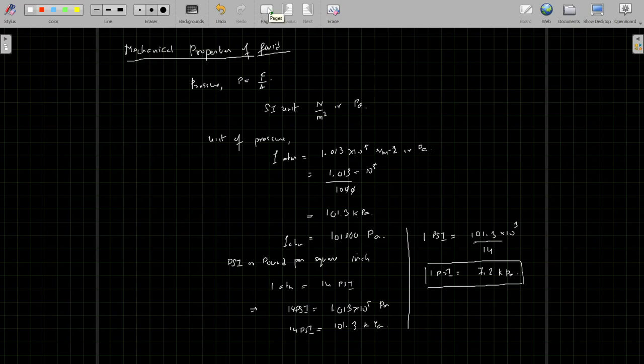So these are different units of pressure. I must tell you one more thing: 1 bar, which is nothing but 10 to the power 5 Pascal, is known as 1 bar. So sometimes we can also write 1 atm as 1.013 bar. These are different units. So how many units have we been able to identify? We have seen Pascal, or Newton per meter square, and we have seen pounds per square inch.